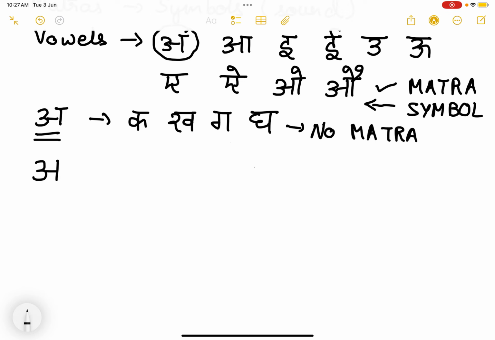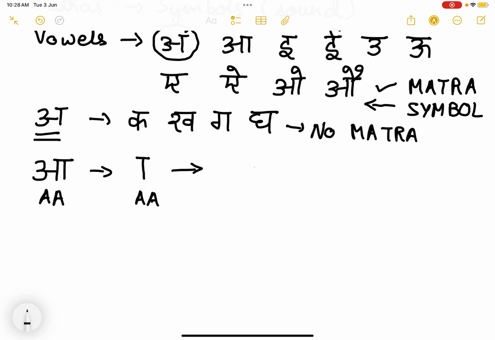Aa, the next vowel, has a matra or a symbol which carries the same sound aa. This symbol looks like a straight line, like this. This is the matra. Both the letter or the vowel carries the sound aa or open mouth a, as well as this symbol that you see here, the straight line, also represents the sound aa. Let's understand how to place this matra.